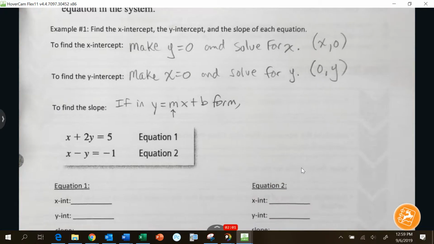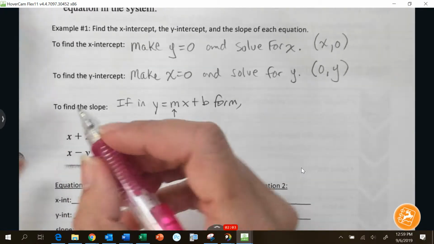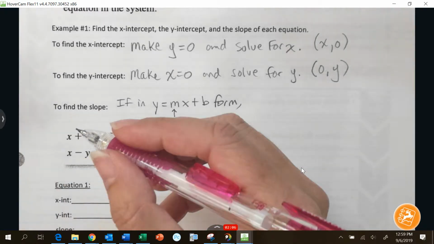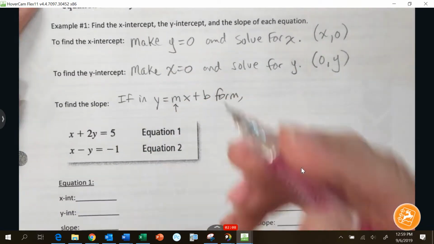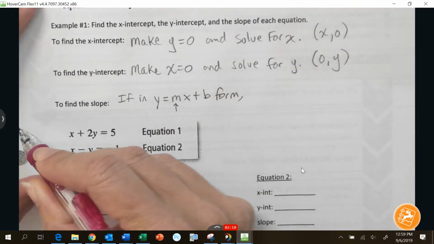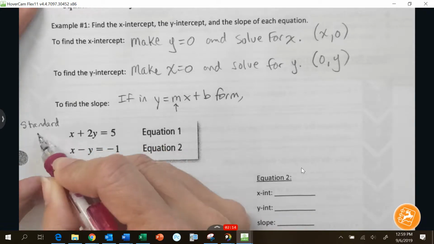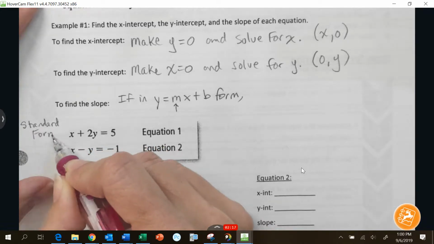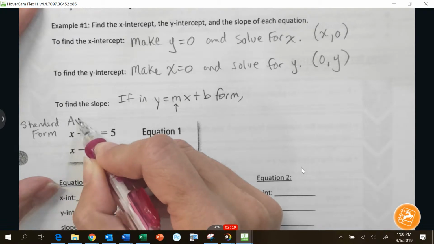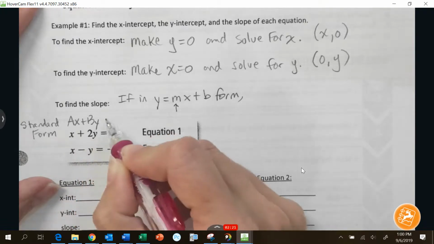Okay? If it's in this form, this form is called standard form, which we had on a worksheet a long time ago, but we haven't really done anything with standard form. This is called standard form. ax plus by equals c.